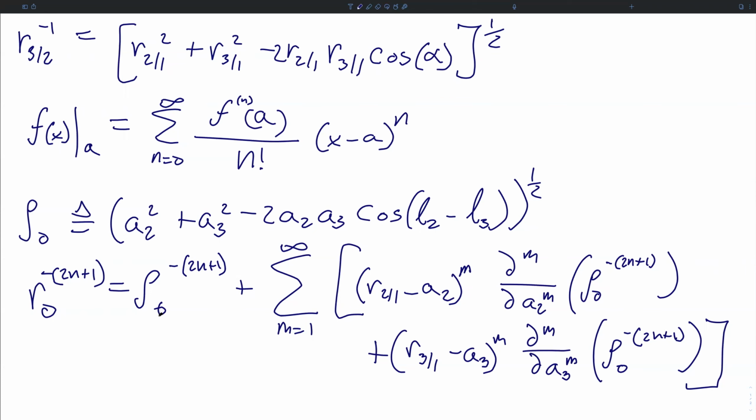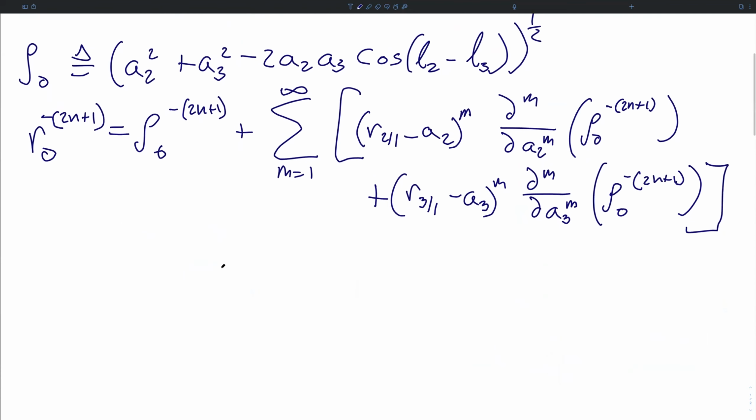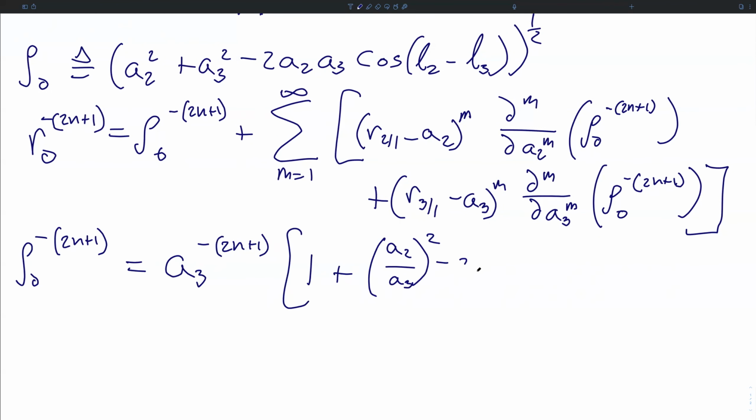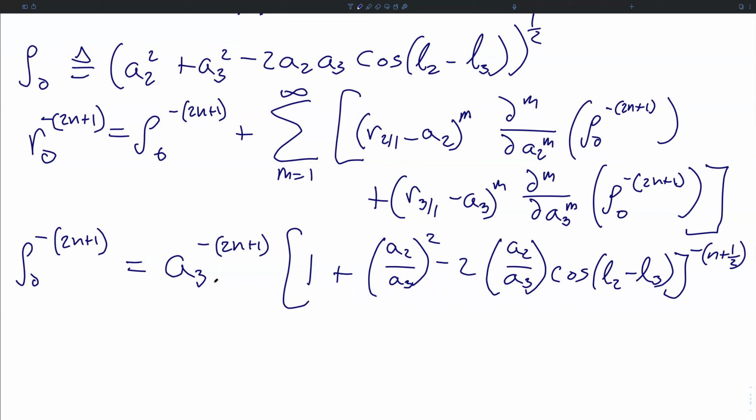At the same time, we can write this term, rho naught to the negative 2n plus 1, as a3 to the negative 2n plus 1 times the quantity 1 plus the ratio of a2 to a3 squared minus twice that same ratio times the cosine of the difference of the true longitudes of the two orbits, all to the negative n plus 1/2 power. And the reason why we want to express this in this particular form is that this allows us to bring to bear another piece of mathematical formalism known as the Laplace coefficients.